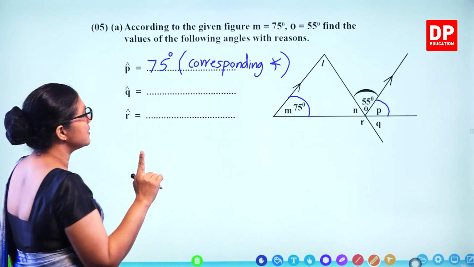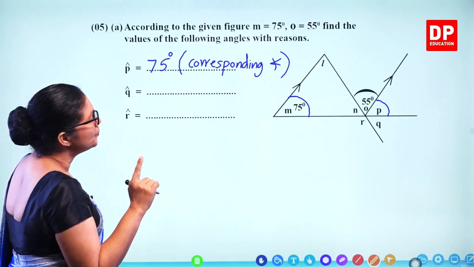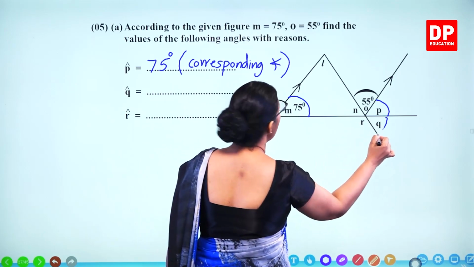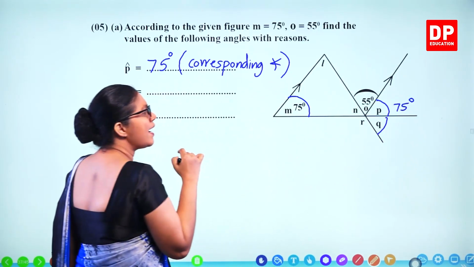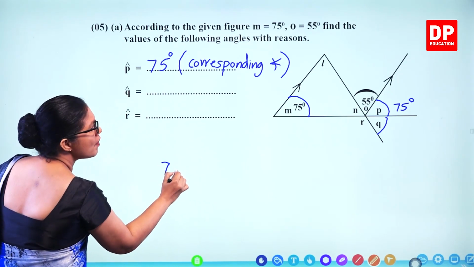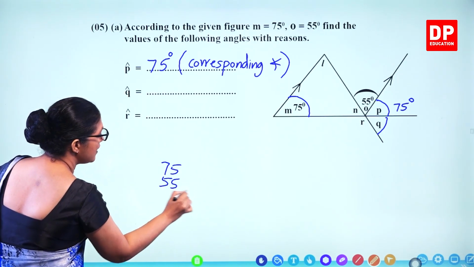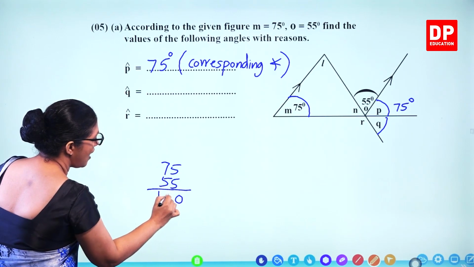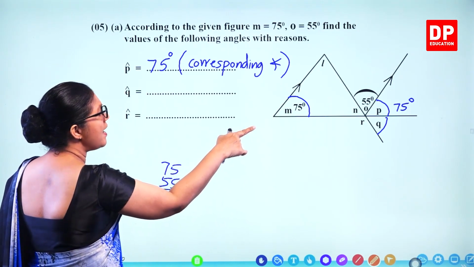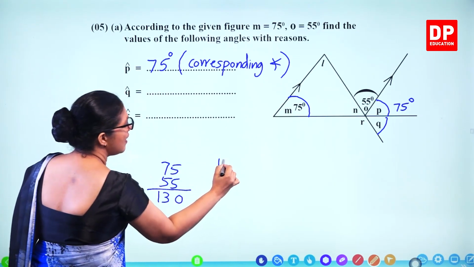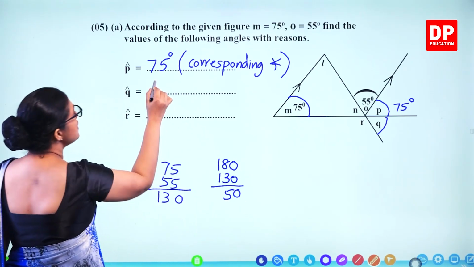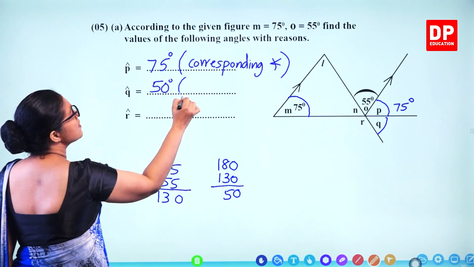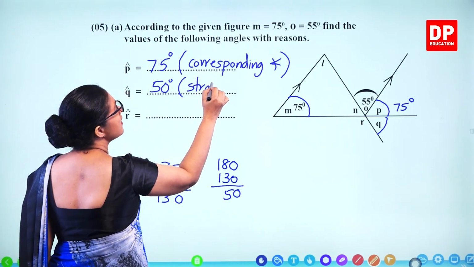F letter angles. q is here. Now we found p is 75. Now can you see this is a straight line? 75 plus 55, what's the angle? You get 130. So 180 minus 130. You get 50 degrees for q. What's the reason? Straight angle.